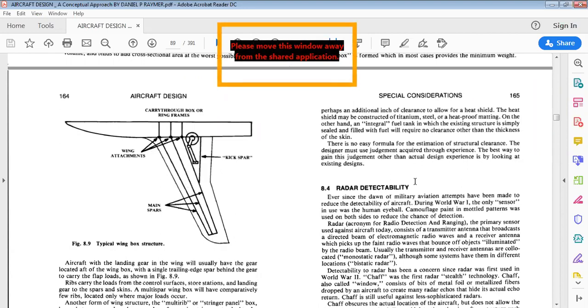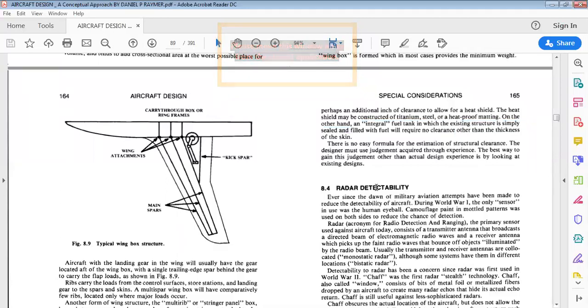Next, we are going to speak about the integral fuel tank, which is existing structure that is simply sealed and filled with the required fuel, with no clearance other than the thickness of the skin. So there is no easy formula for estimating structural clearance. The designer must use judgment acquired through experience. Whatever previous experience you have, including the drawbacks you encountered, you can use it to give a good design.